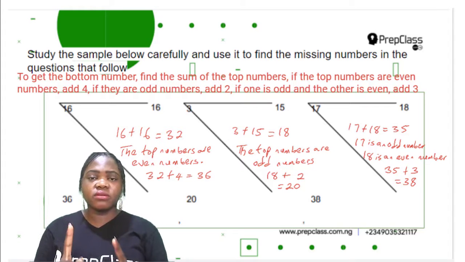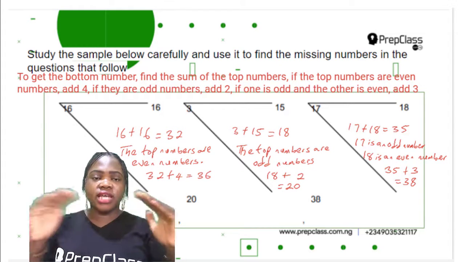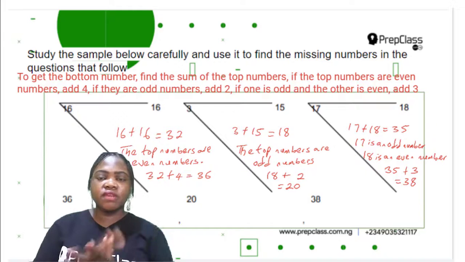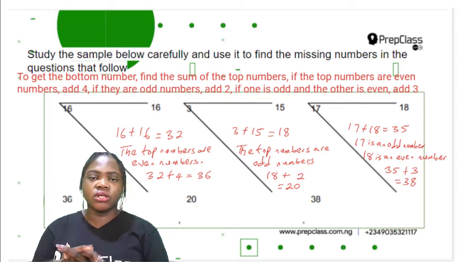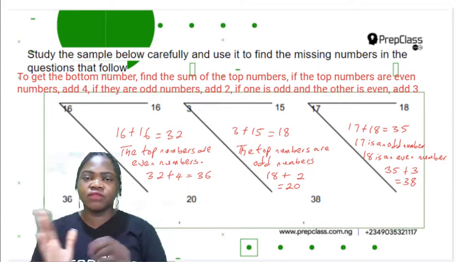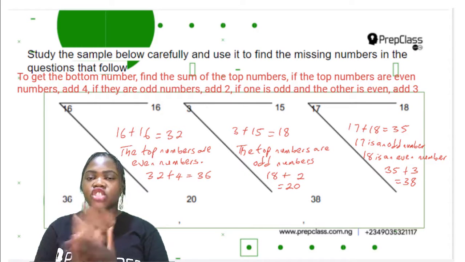Okay, so the first thing you need to do is check the top numbers. Are they both even numbers? Are they both odd numbers? Is one an odd number and the other an even number? Okay, so you need to check that.